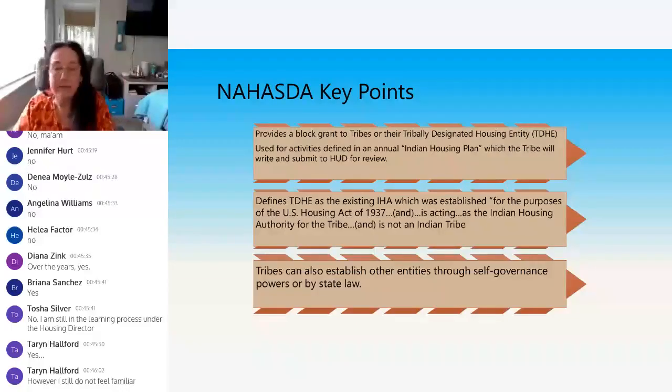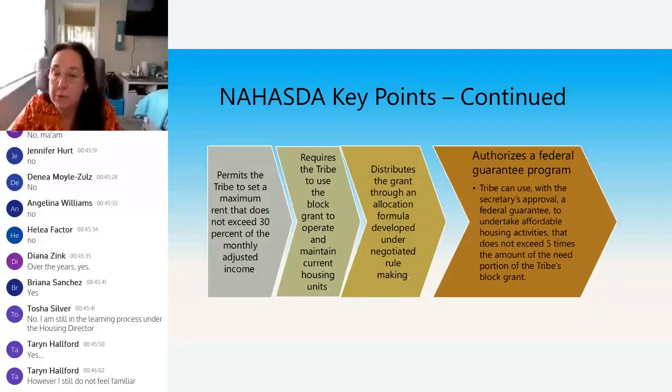Okay. It defines the TDHEs as the existing housing authority that was established for purposes of housing under the 1937 Housing Act and is not an Indian tribe. Tribes can establish other entities through self-governance powers or by state law. Yay, Taryn. Make sure you keep looking at them. The more you look for things, the more you'll learn about other things as you're searching them. Okay. It's really, really important, guys, that you become familiar with those.